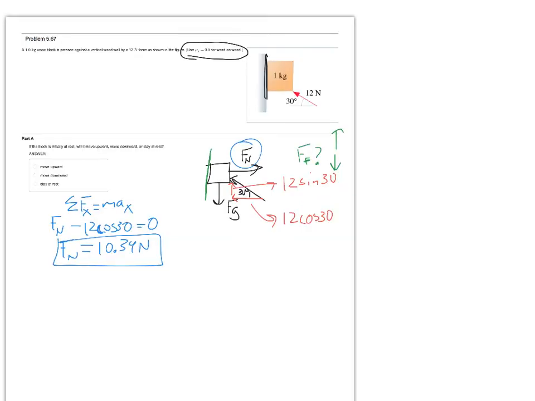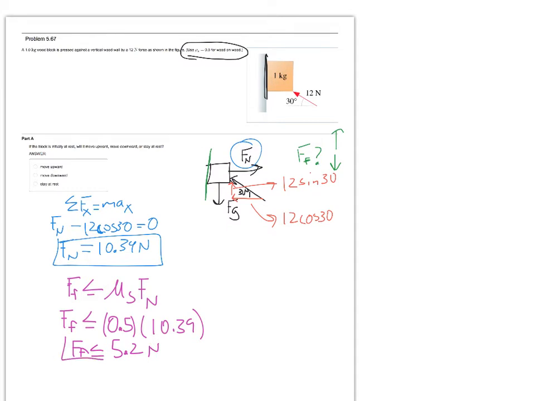What I'm going to do now is figure out my maximum force of friction. We're dealing with static friction here, so that force of friction is less than or equal to the coefficient times the normal force. So I'm going to solve for that maximum force of friction based off of the normal force that I just found. The force of friction is going to be less than or equal to my coefficient, which is 0.5, times this 10.39 newtons. And so I get that my force of friction is less than or equal to 5.2 newtons when I round it.